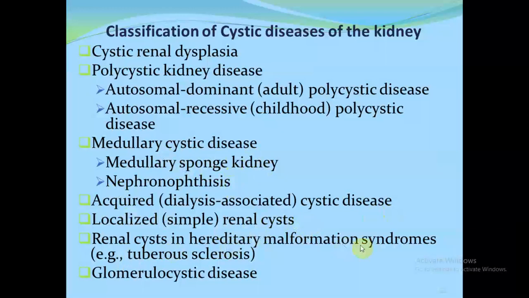Renal cyst in hereditary malformation syndrome, for example tuberous sclerosis. Tuberous sclerosis is an autosomal dominant multisystem disease that is associated with defects in multiple organs in the body, including brain, liver, heart, lungs, eyes, skin, in addition to kidney defects. The defect in the kidney may be renal cyst or may be a benign tumor, angiomyolipoma. Glomerulocystic disease.